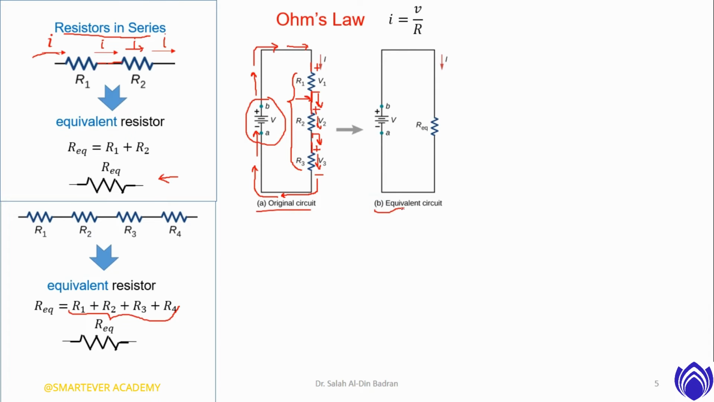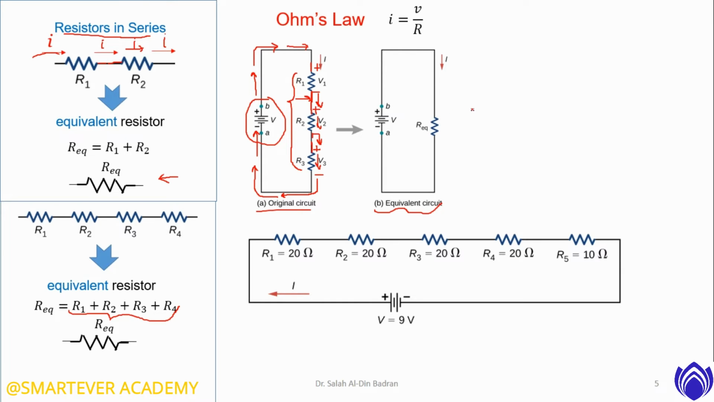This is the equivalent circuit, the equivalent resistor, and the equivalent circuit with it inside it. And this is still the same current because they are connected in series. The current is the same, and the current is the same here as well.